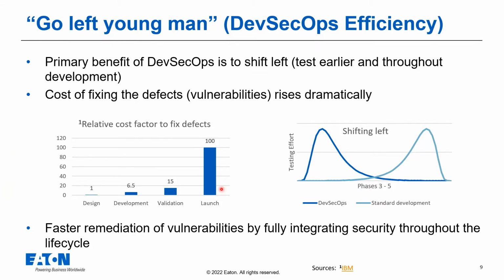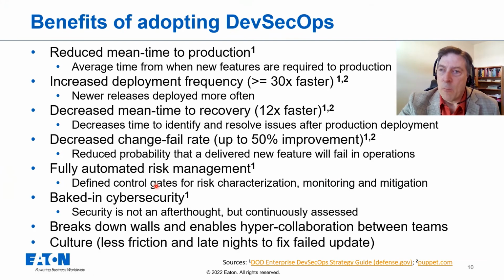So, for example, an IBM study shows that after launch, it can be up to 100 times more costly to fix a defect than if you had discovered it during validation itself, or better yet, during development, or better yet, during design. And the more that you shift left, the more that you find those defects, the earlier, the quicker it is, and the less amount of time. It takes a lot less time to remediate those vulnerabilities. But so it's important that you do that remediation throughout the life cycle.